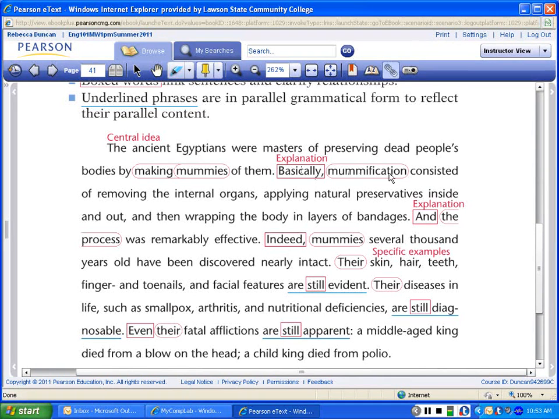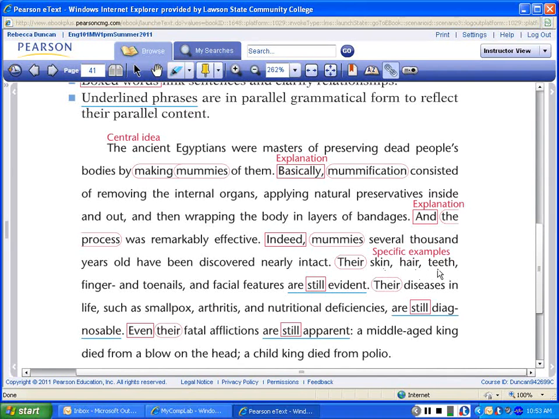Basically, we're going to explain what this is. Mummification, what is it? It consisted of removing the internal organs, applying natural preservatives inside and out, and then wrapping the body in layers of bandages. Okay, now I know what mummification is. And the process was remarkably effective. Okay, examples. Indeed, mummies several thousand years old have been discovered nearly intact. Now see, that makes sense. It worked so well that we have found them now.